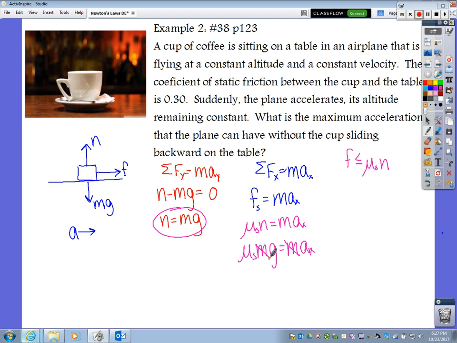So now the acceleration is mu static times g. And I know both of those things. Mu static is 0.3, g is 10 meters per second squared. So the maximum acceleration without slipping would be 3 meters per second squared.